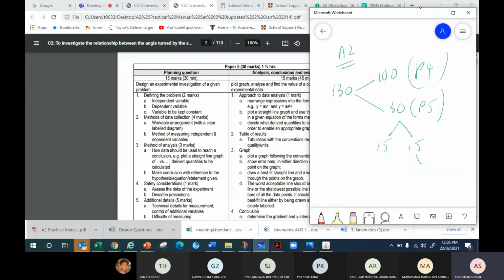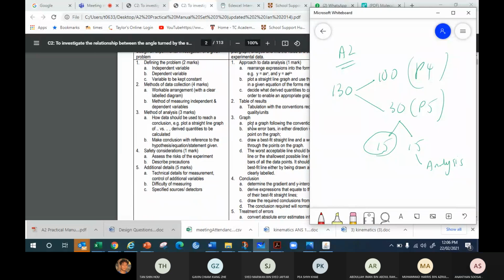One is the analysis, which we did earlier: drawing the best fit line, worst fit line, and getting all the answers with the error. Another 15 marks go to design, or planning. That's what we're going to do today.